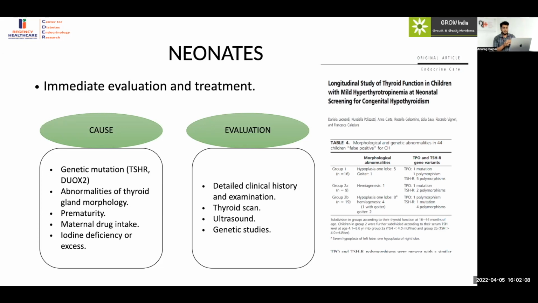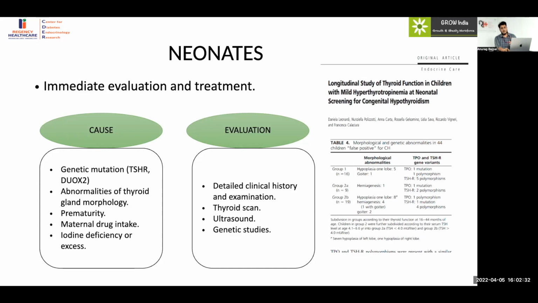Out of the 44 patients, nearly 30 had some kind of defects, which could be in the form of morphological defects such as hypoplasia or hemiagenesis, and/or genetic forms, such as a TSH receptor mutation, which would later present with overt hypothyroidism, and it can also result in mental retardation. This is one of the very important conditions.